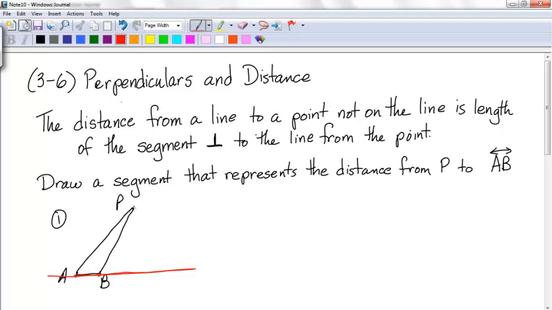So it's the perpendicular down to here. So this represents the distance from point P to line AB. It's the perpendicular, and you'd have to figure out what is the length of that. They'd have to give you enough ordered pairs that you could find that. Okay?